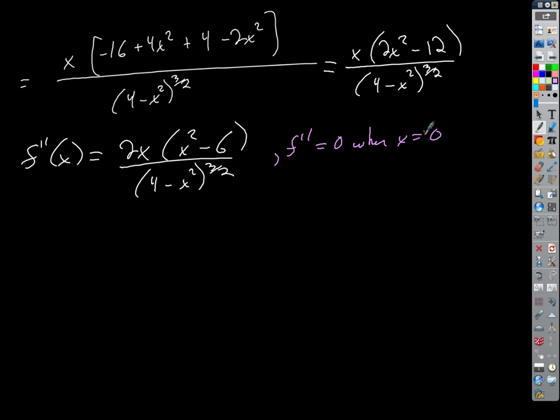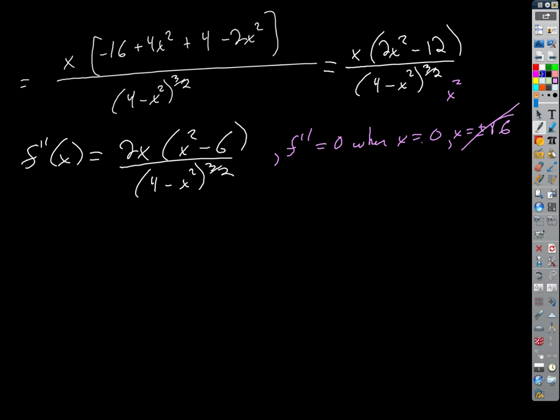Where else? Emily, so when is that factor going to equal 0? When does x squared minus 6 equal 0? When x equals... Say it again. Plus or minus, good. Plus or minus square root of 6. Excellent. So we got 3 critical numbers, and square root of 6 is less than 2, isn't it? Oh, no, it's more than 2. So do we even care about those? No. Those aren't even in our domain. So we don't have to worry about those. So we only get one second derivative critical number in our domain.